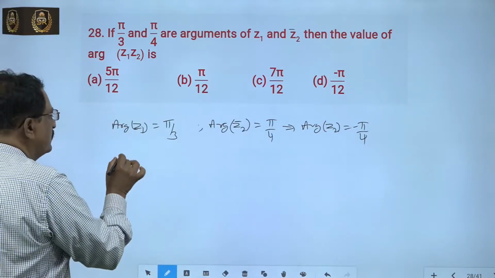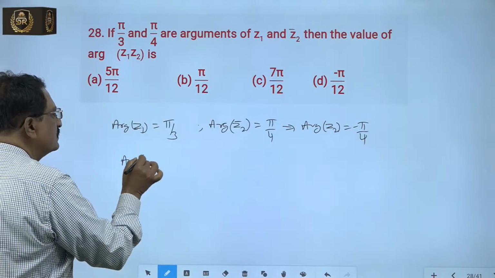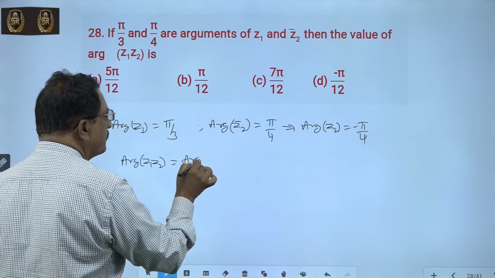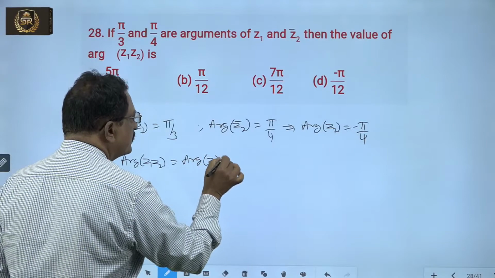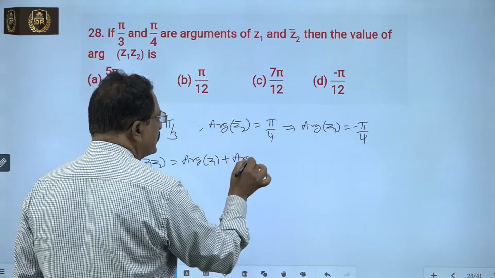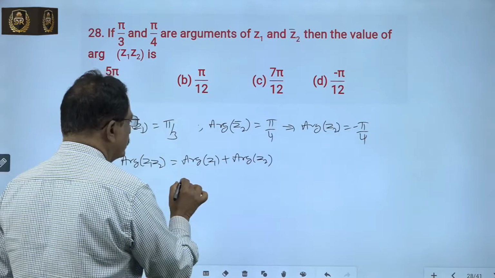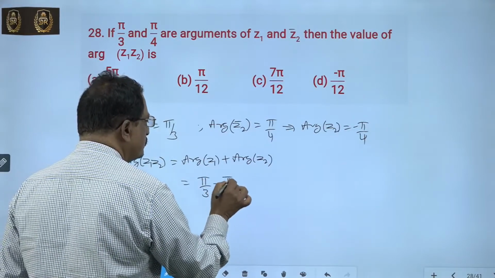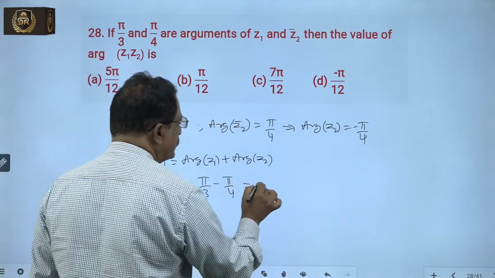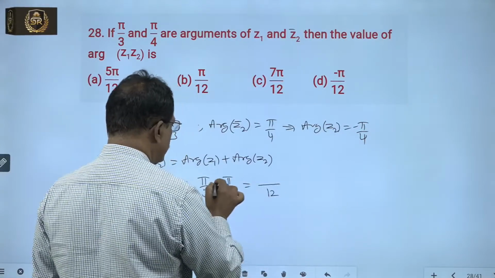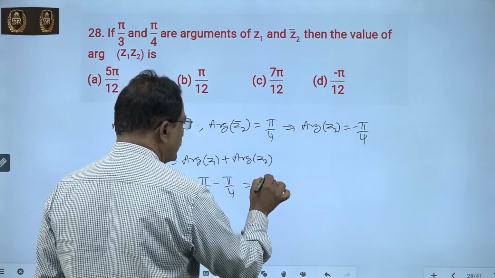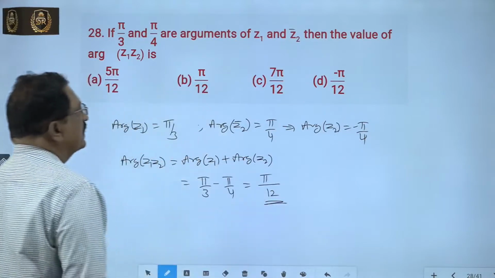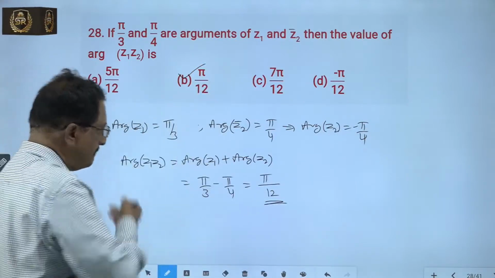Now required argument of z1 z2 equals argument of z1 plus argument of z2. Now that equals pi by 3 minus pi by 4. Take LCM as 12, that equals numerator 4 pi minus 3 pi, so pi by 12. Now the answer is pi by 12. Option is B.